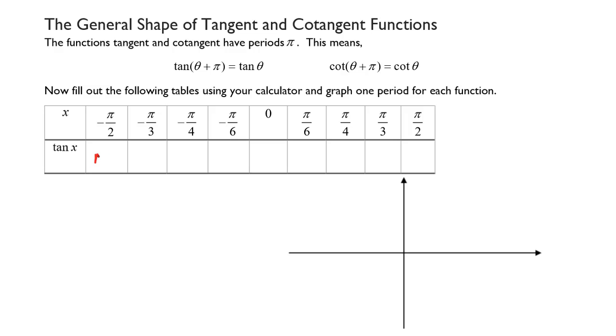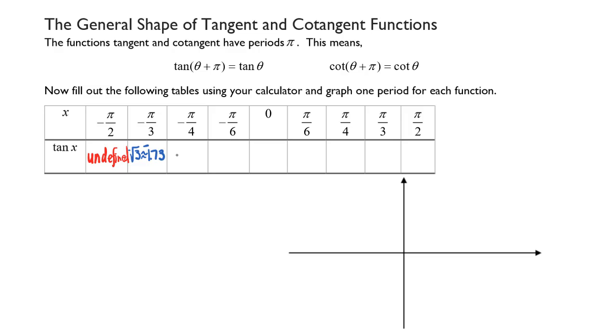Welcome back. So what you should have got when you used your calculator to find the table is tangent of x will equal an undefined value for negative pi over 2. This is when the sine over cosine, remember tan x equals sine x over cosine x. That means that you will have a cosine that's equal to 0 at negative pi over 2. And also at pi over 2.